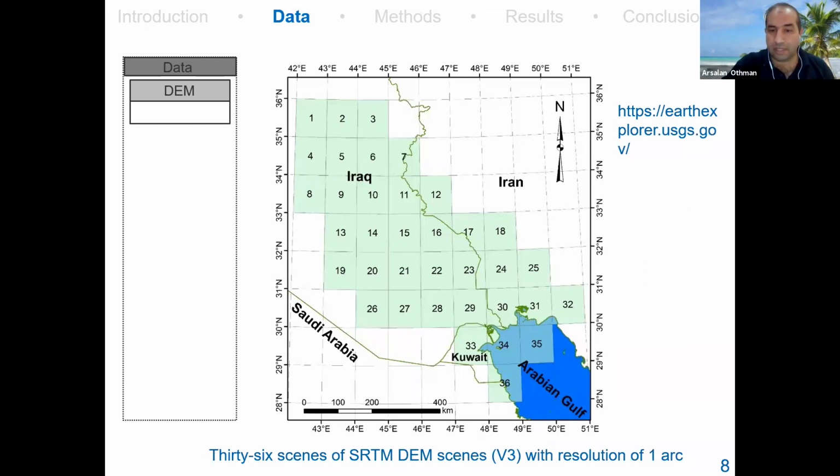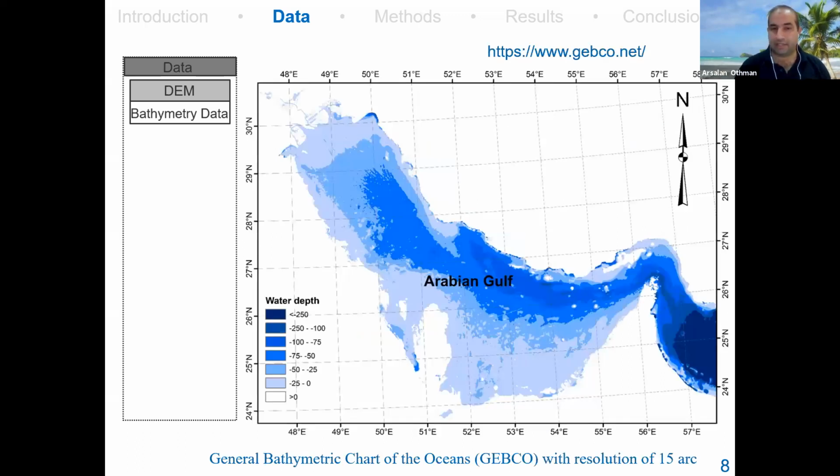Then I also used the GEBCO data, the General Bathymetric Chart of the Oceans. It has a resolution of 15 arc-seconds, which means equal to 450 meters, to show the exact depth for each rising or decreasing of the elevation in the Arabian Gulf. This data shows the bathymetry of the surface under the water.